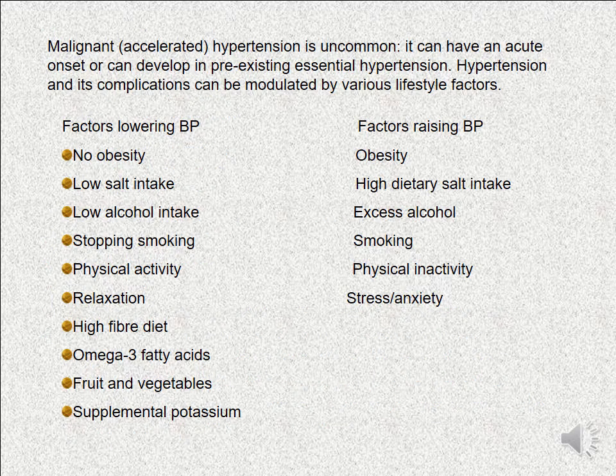We have another category of hypertension called malignant or accelerated hypertension. It is uncommon. It can have an acute onset or can develop in pre-existing essential hypertension. Hypertension and its complications can be modulated by various lifestyle factors: factors lowering the blood pressure and factors raising the blood pressure.